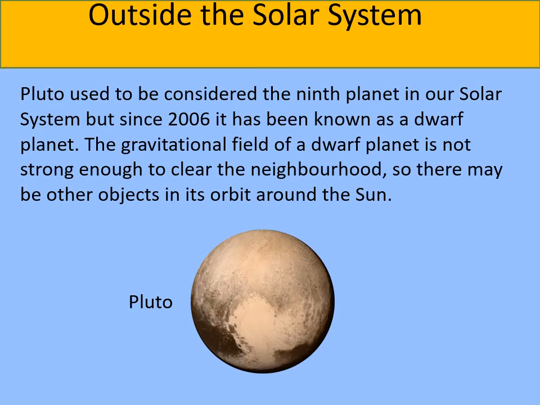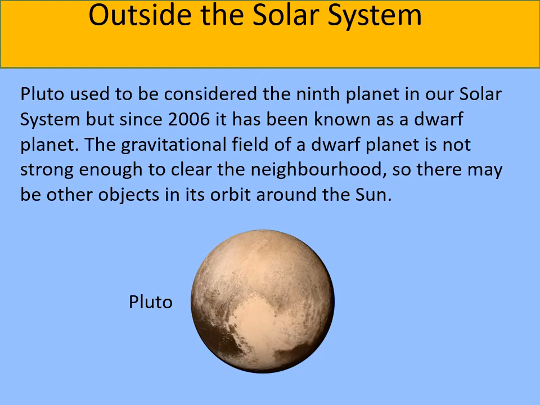And a dwarf planet is a planet that has a gravitational force field that is not strong enough to clear their own neighborhood, like other planets are able to do. So there may be other objects in its orbit around the sun. And some of these other objects, as I said, are even bigger than Pluto itself. So it was no longer considered a planet, but a dwarf planet, a bit like Ceres, the largest asteroid in the asteroid belt.